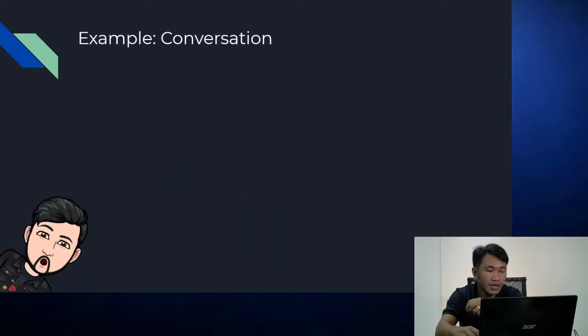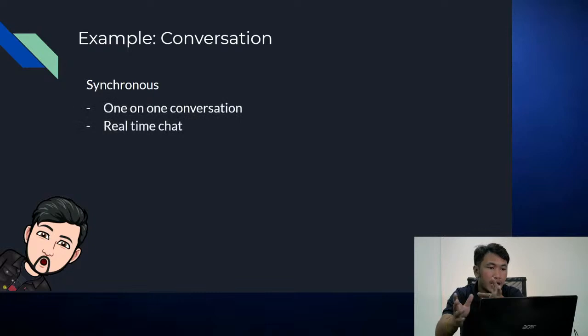Let's say, for example, we speak about conversation. Synchronous means the conversation is happening at the same time. A one-on-one conversation is a synchronous conversation. It means it's real time. If I communicate my words to my partner, I have to wait for his response automatically, and I do not speak unless I receive a response.